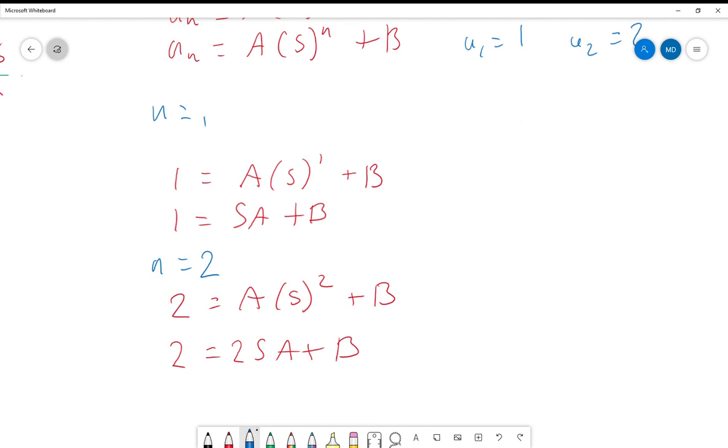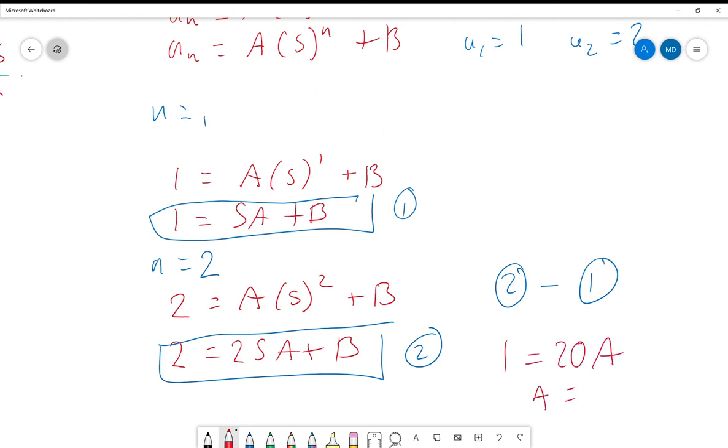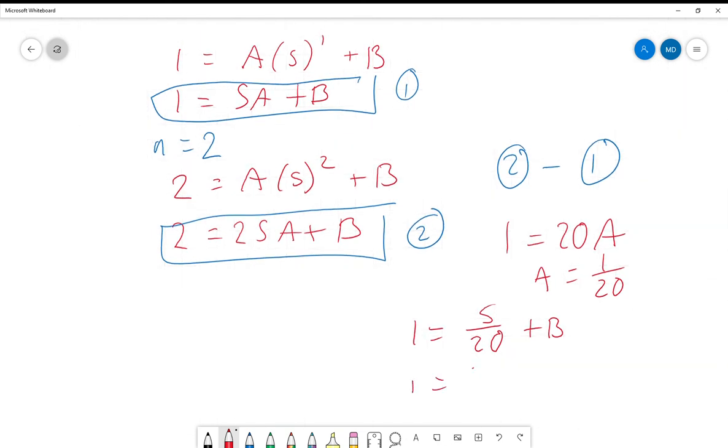And now, simultaneous equations again, very quickly in this case, because we can just subtract the b's. We call this equation 2, we call this equation 1, and we do equation 2 subtract equation 1. 2 take away 1 is 1, 25 take away 5 is 20, and b take away b is 0, and so we get a is equal to 1/20. And then, plugging that back into the original equation, we get 1 is equal to 5 over 20 plus b, and that's the same as 1 is equal to 1/4 plus b, and therefore b is equal to 3/4.